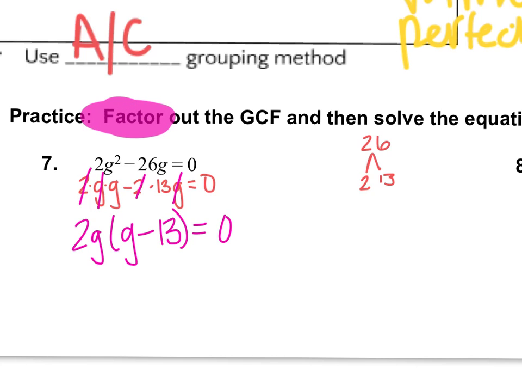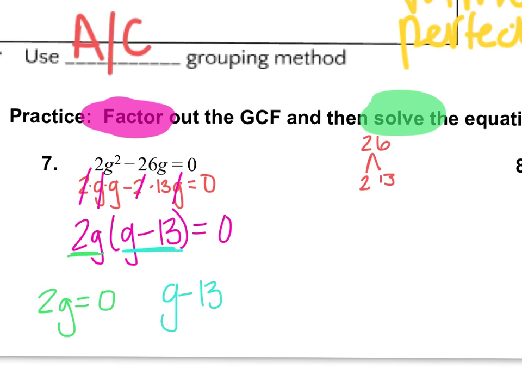If I need to now go ahead and solve this, which is the next step, that's where I have to use some math. I say, okay, I'm going to take my first part of my problem, 2g, and set it equal to 0. And I'm going to take the second part of my problem, my g minus 13, and set it equal to 0.